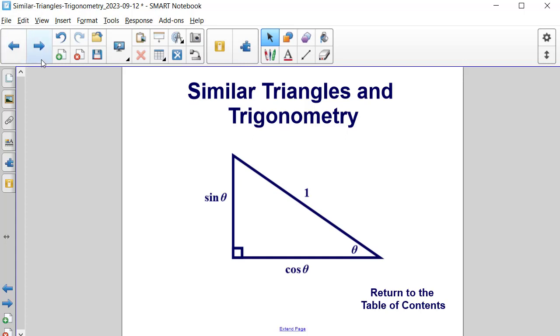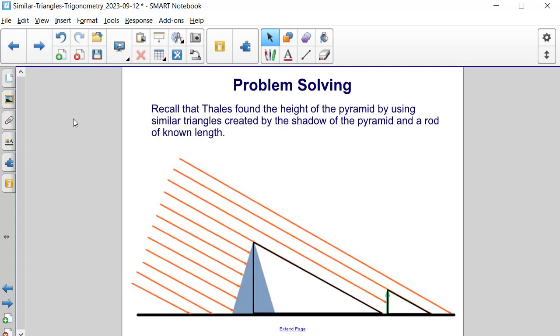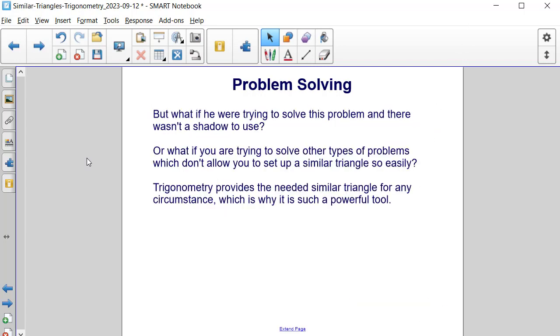Similar triangles and trigonometry. Recall that Thales found the height of the pyramid by using similar triangles created by the shadow of the pyramid and a rod of known length. But what if he were trying to solve this problem and there wasn't a shadow to use? Or what if you were trying to solve other types of problems which don't allow you to set up a similar triangle so easily? Well, trigonometry provides the needed similar triangle for any circumstance, which is why it is such a powerful tool.